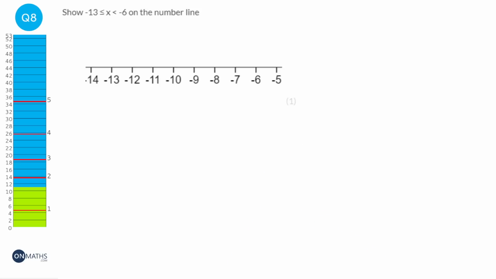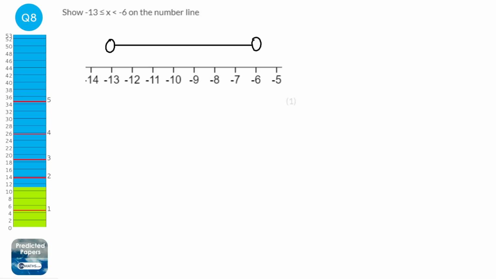So we're going to start by doing a circle at -13 and a circle at -6. And x is between those values, so we're just going to join them up with a line. Probably move my circle down a little bit.